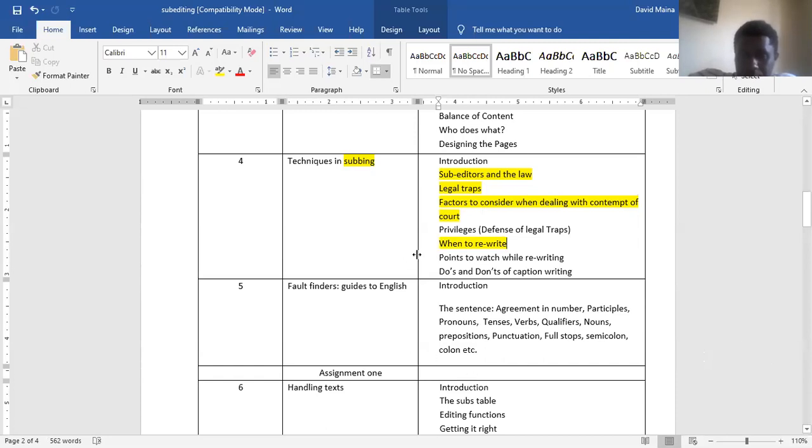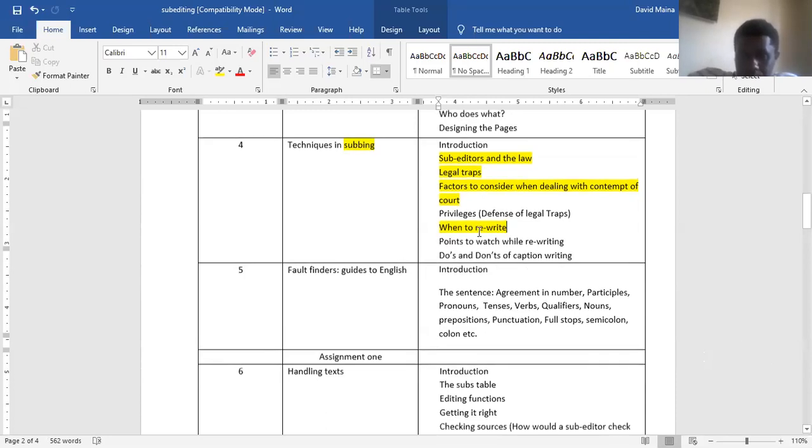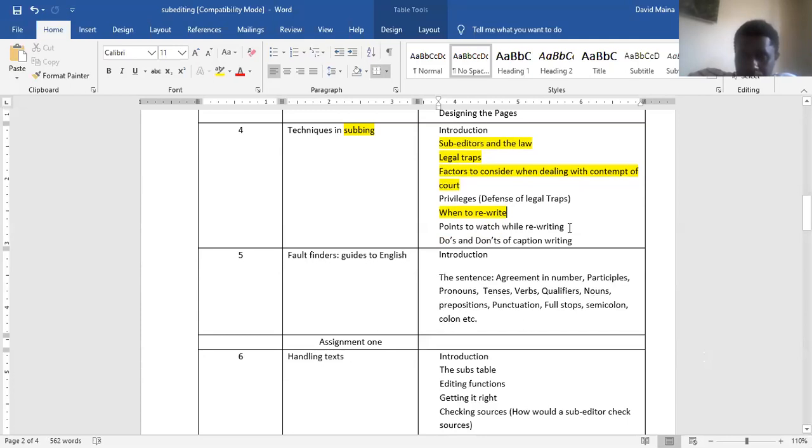Then from there, we are going to look at what we call points to watch while rewriting. So I'm rewriting a story because of various reasons that I've just mentioned. What are the points that I should consider? Then the do's and don'ts of caption writing. We are going to look at caption writing, what you're supposed to do and what you're not supposed to do.